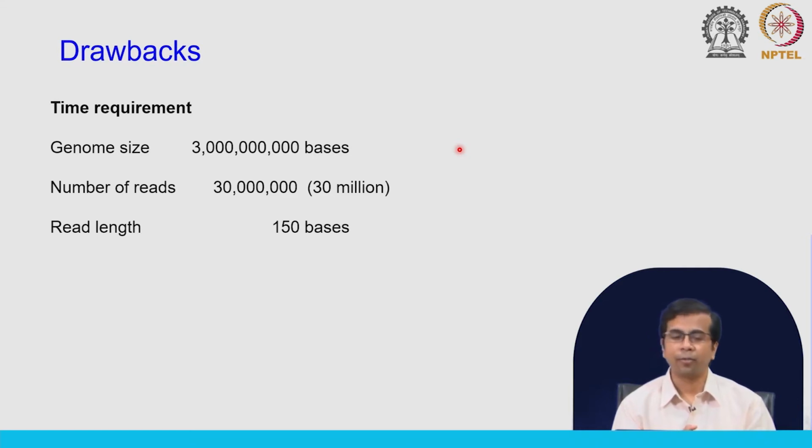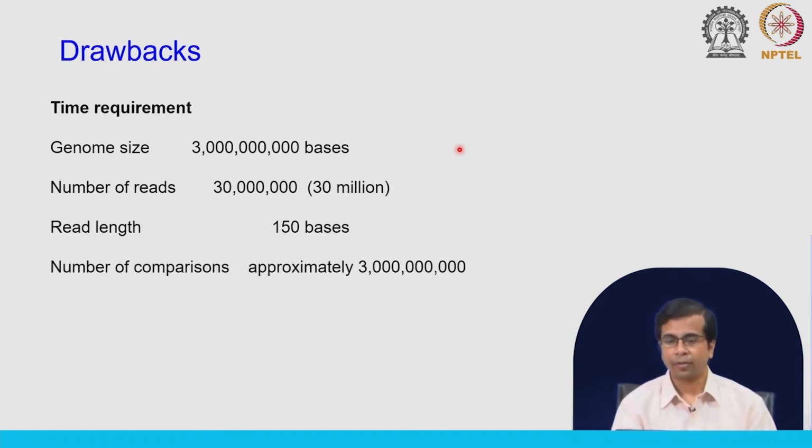This actually is on the lower side, because many times you will get even more, billions of reads from the sequencer, and let us consider the read length is about 150 bases. So, now you can imagine the scale of the problem. You have to check this 150 base read along this 3 billion base long genome. So, you will have approximately 3 billion comparisons, slightly less, but approximately 3 billion.